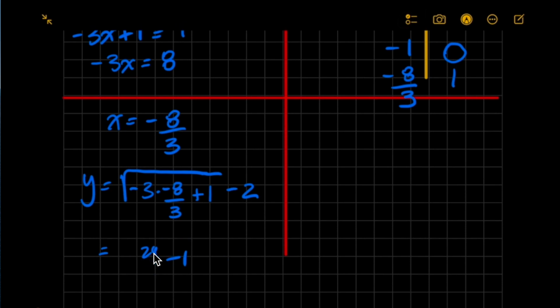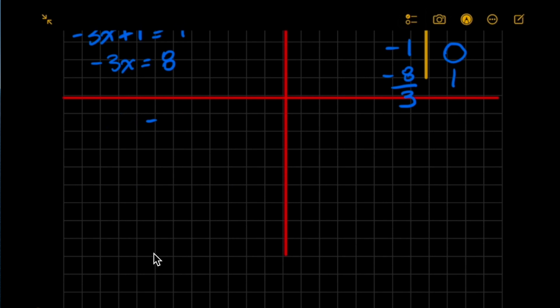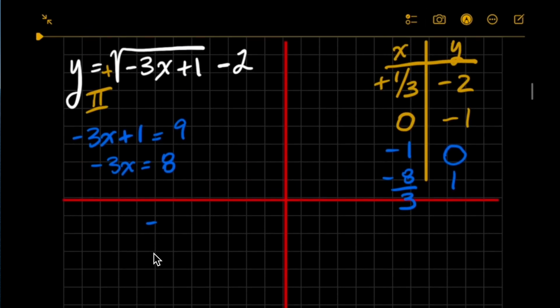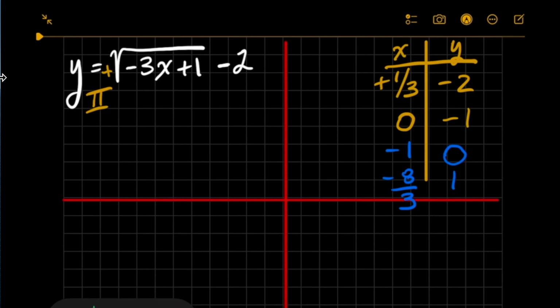Now, if you had a particularly strict teacher and he or she wanted another point, we would set it to another perfect square. So we would set it now to 16, solve for x, and then plug that x value in to make our math easy. But we're going to go ahead and quit right here for the purpose of this video, and we're going to start now plotting our points.